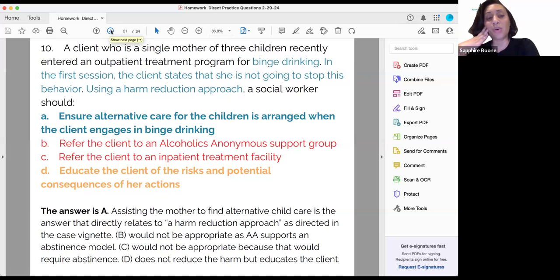And so even though maybe D could be harm reduction, it really isn't an approach, like educating the client of the risk and potential consequences of her actions. I mean, that'll be good. That's good for any approach. So A is just more specific to actually reducing harm, like a safety plan. It's kind of like a safety plan. How can you safely indulge in what you don't want to stop?